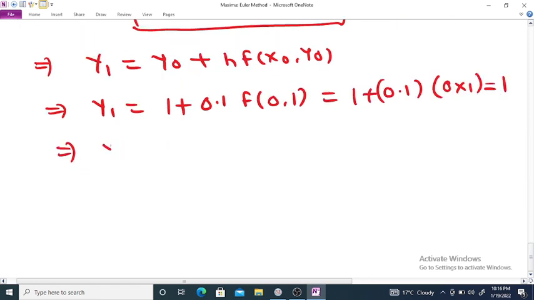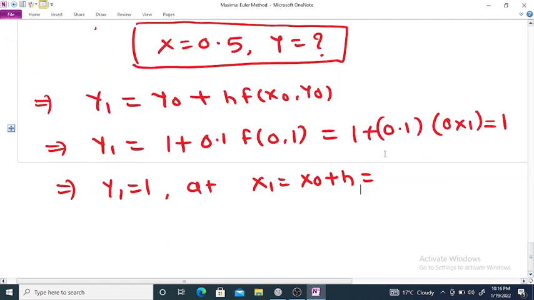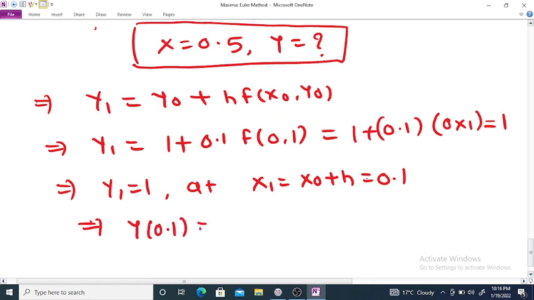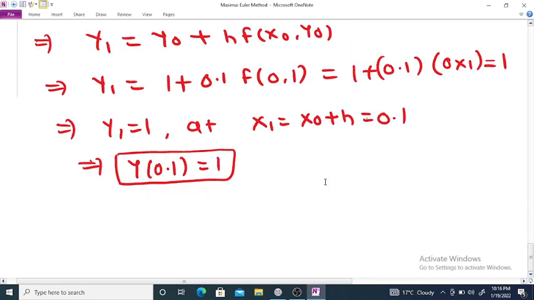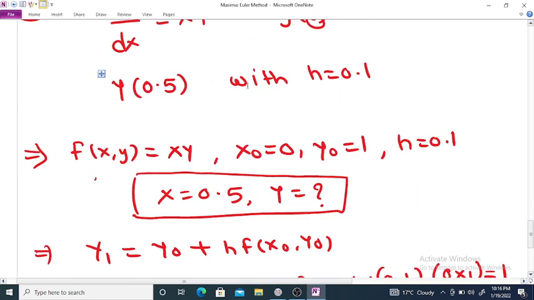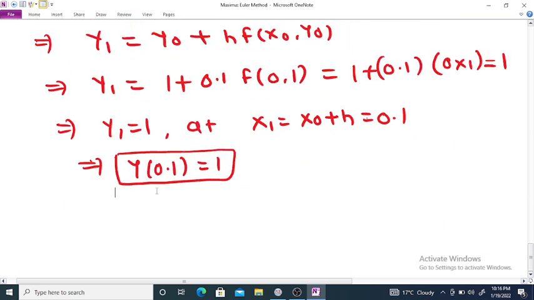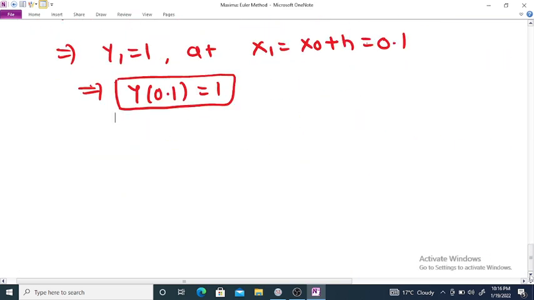So y1 is equal to 1 at x1 is equal to x0 plus h. The x0 is 0 and h is 0.1, so x1 is equal to 0.1. So we obtain y of 0.1 is equal to 1, but we want to determine y of 0.5. We have just obtained the value of y of 0.1. Y of 0 is 1 is given and y of 0.1 is 1, which we calculated by using the Euler method.